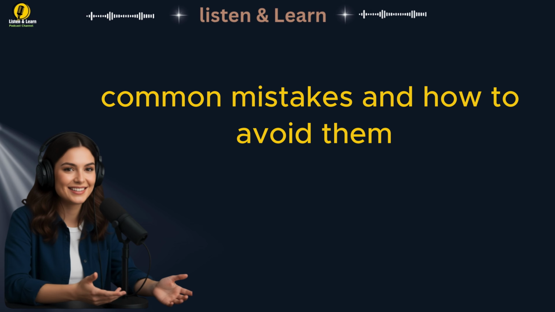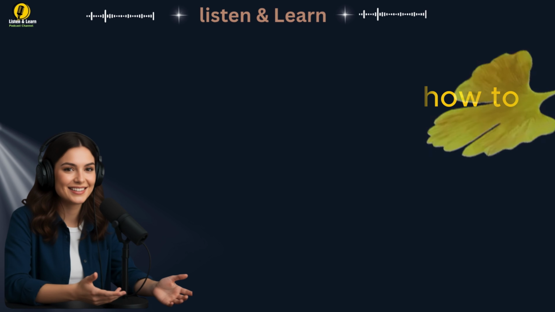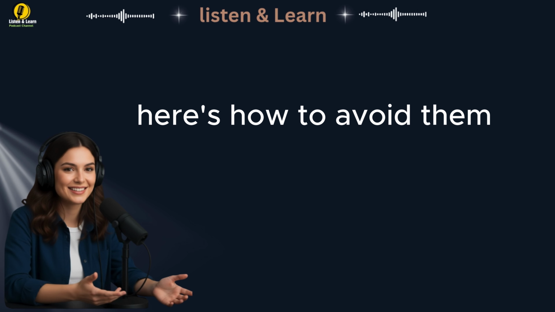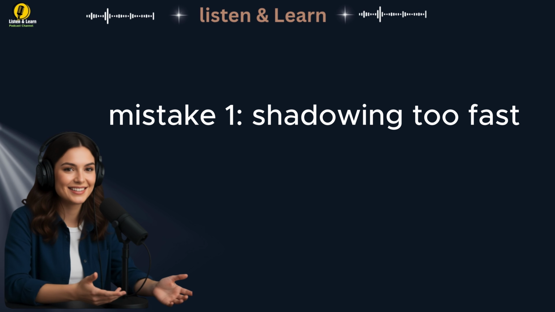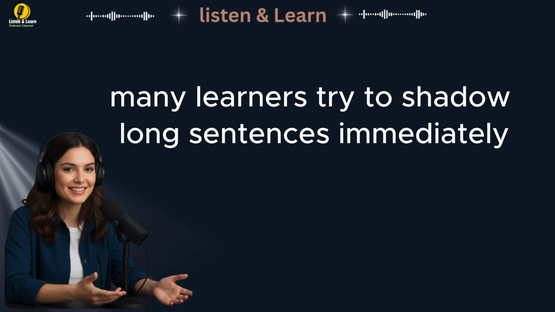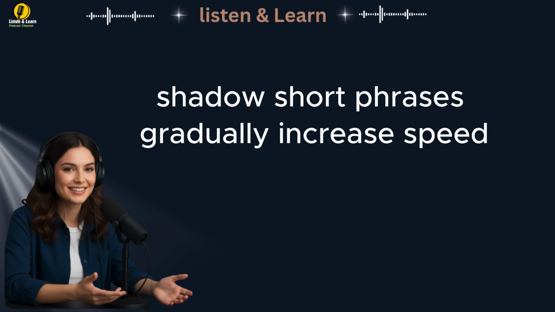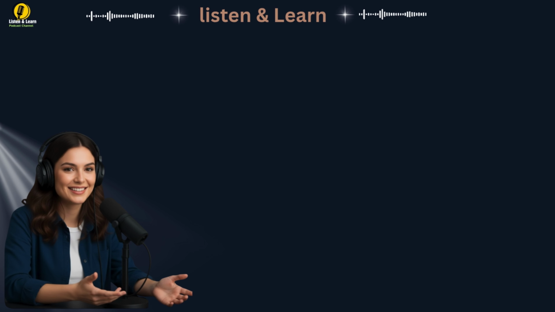Common mistakes and how to avoid them. Even experienced learners make mistakes while shadowing. Here's how to avoid them. Mistake 1. Shadowing too fast. Many learners try to shadow long sentences immediately. Solution: slow down audio, shadow short phrases, gradually increase speed.